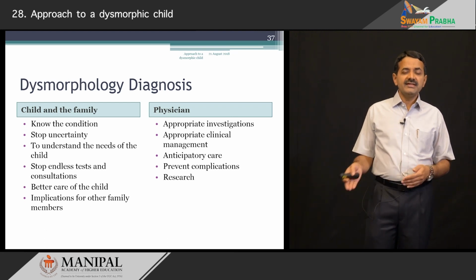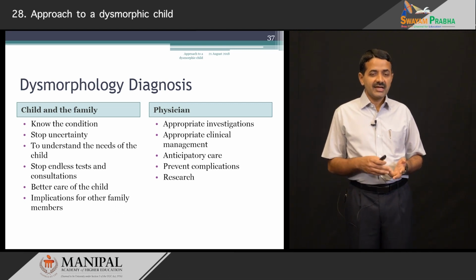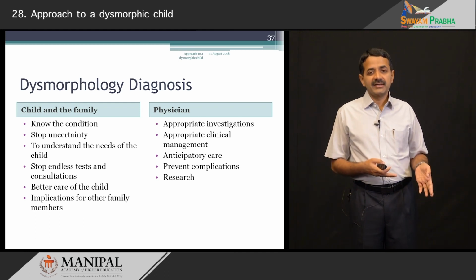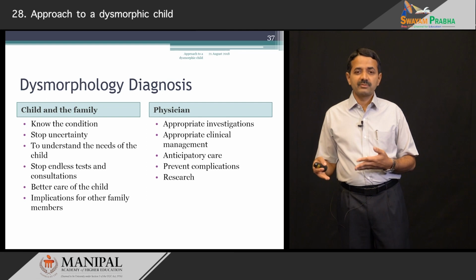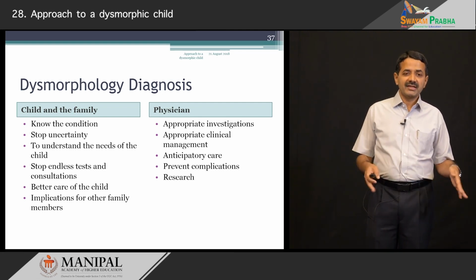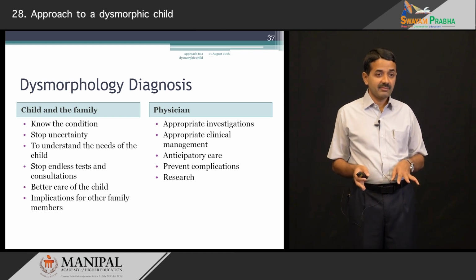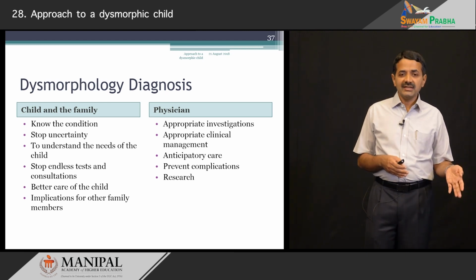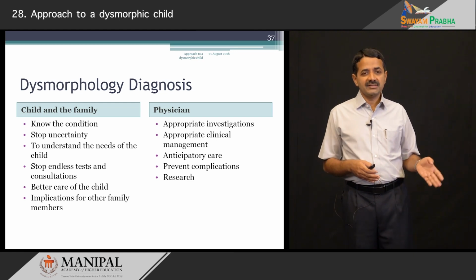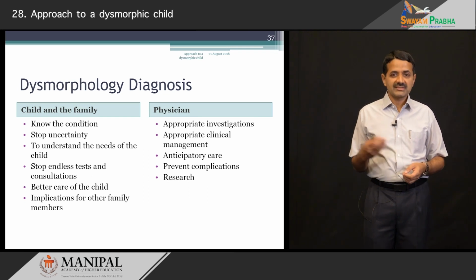To understand the needs of the child: the child may have specific needs in terms of nutrition, surgical care, medical supervision, growth monitoring, or anticipatory care for disturbed vision or hearing. It stops endless tests and consultations and gives better care of the child. For other family members, there may be implications in the form of the condition recurring in the parents, or a family member who might be at risk of having the disease or passing it on to their own next offspring.